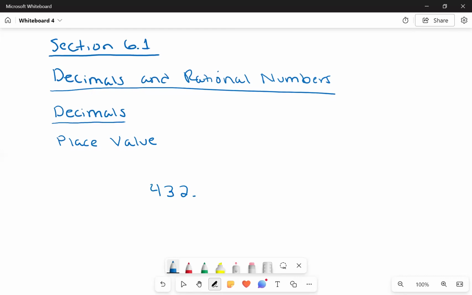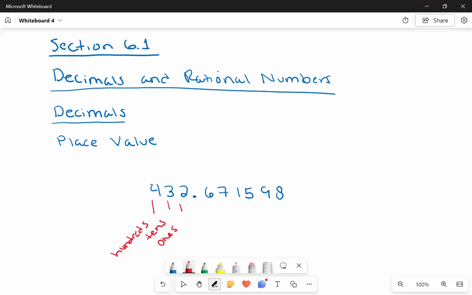So 432.671598, with a decimal between the 2 and the 6. We talked about place value when we started with whole numbers. So 2 is in what we call the ones place. I'm going to do this diagonally. Ones place. 3 is in the tens place. 4 is in the hundreds place.